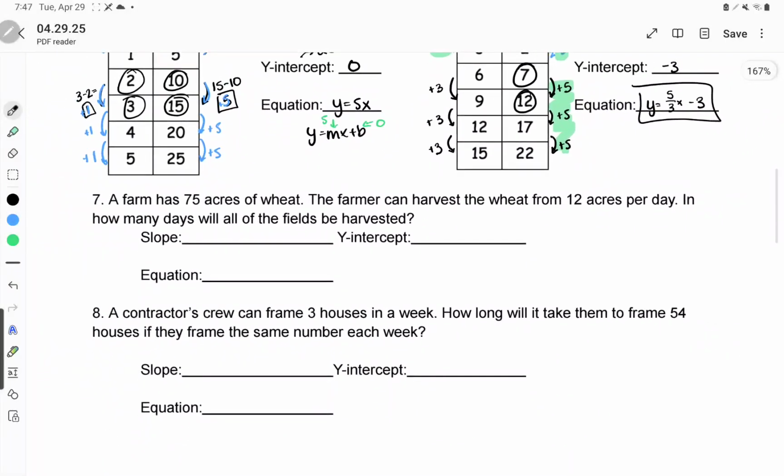All right, a farm has 75 acres of wheat. The farmer can harvest the wheat from 12 acres per day. In how many days will all of the fields be harvested?